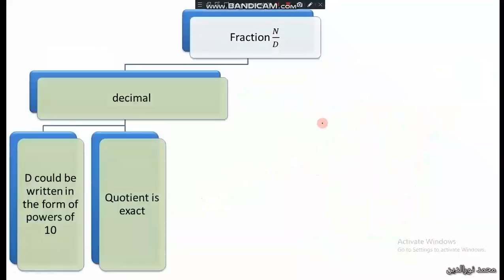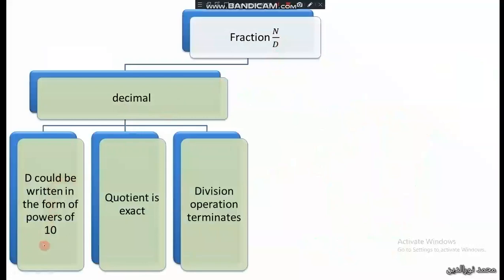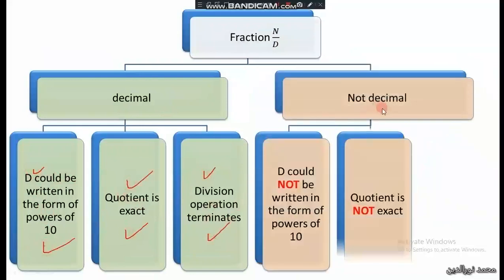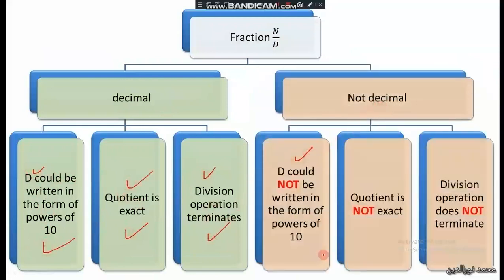So as a summary, a fraction n over d is decimal if the denominator d could be written as a power of 10, the quotient is exact, and the division terminates. It's not a decimal fraction if the denominator could not be written as a power of 10, the quotient is not exact, and the division does not terminate.